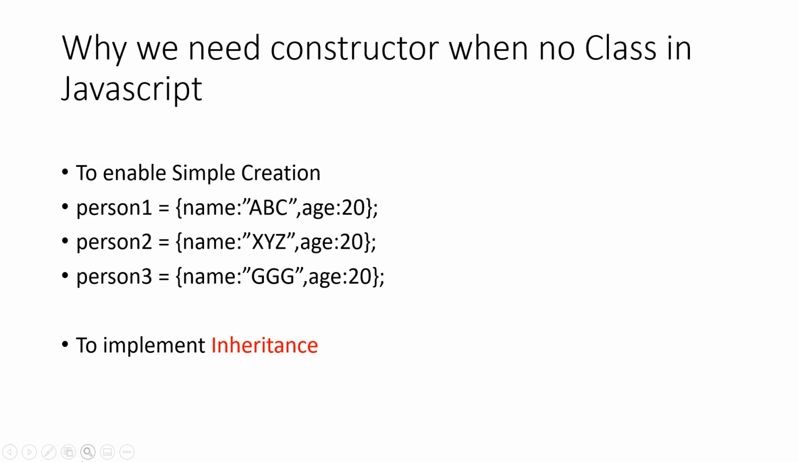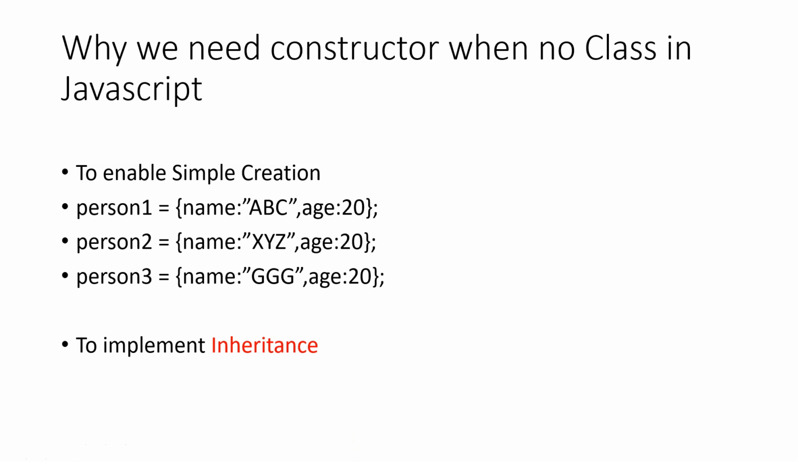So why do we need a constructor? In JavaScript, an object is just a key value pair, as you have seen here. This is a simple object in JavaScript. If you want to create a similar type of object many times, you have to do it like this without constructors, putting name xyz, name a, and so on. There should be a common template which we can use so that we don't duplicate the code. So to enable simple creation, we need constructors.